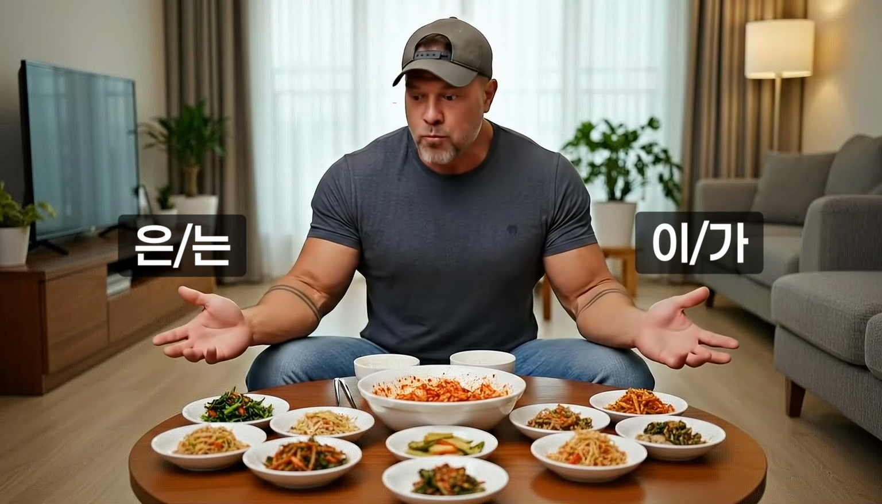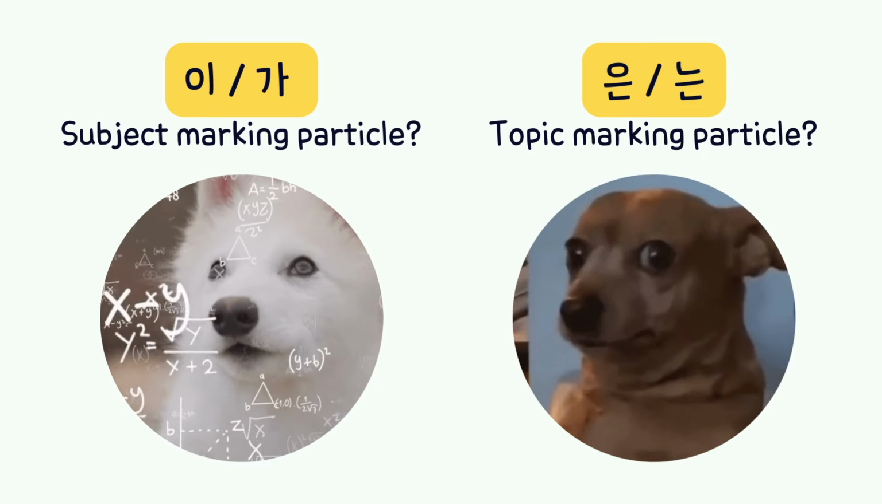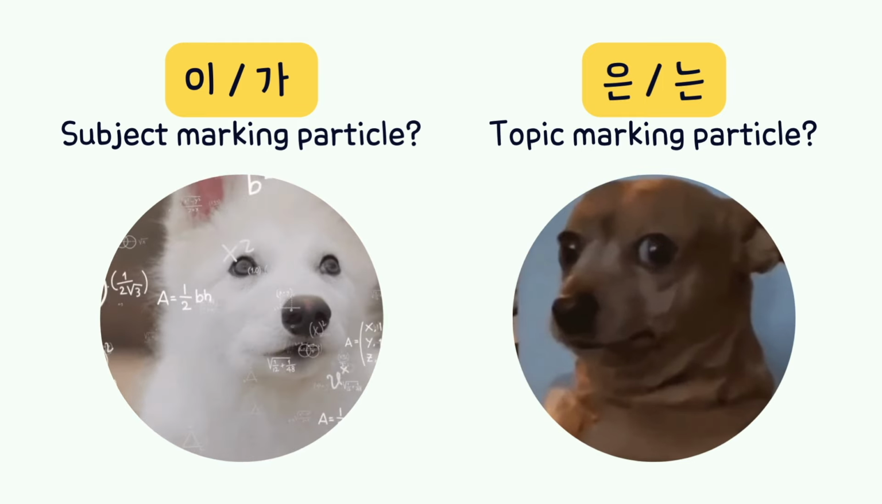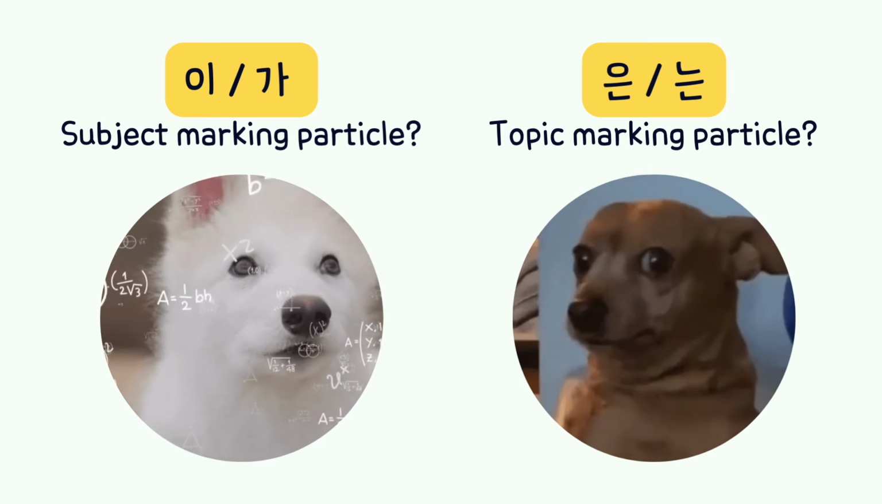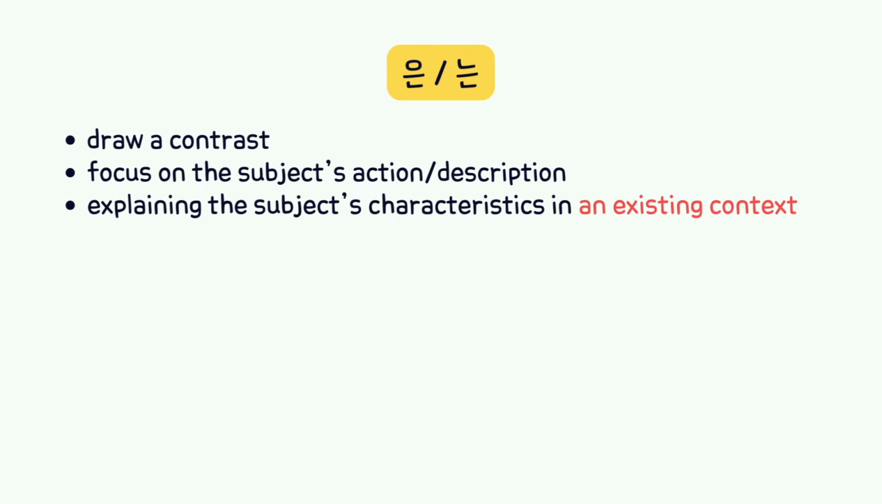I will explain in detail later, so for now, forget about all the textbook stuff you learned, such as subject marker or topic marker, and just remember this. The most common use of 는 is when you are drawing a contrast, or when you want to put focus on the subject's action or description. In explanatory situations, it's also often used when talking about the subject's characteristics, especially if there is already some context.